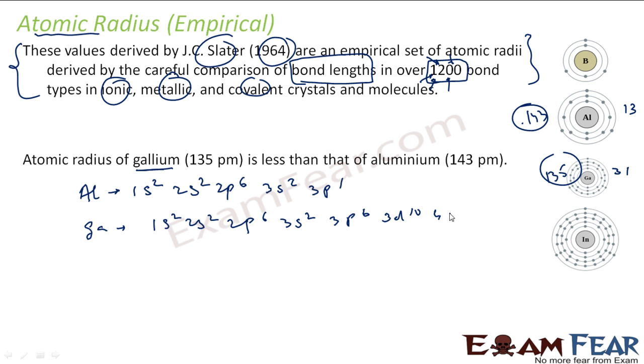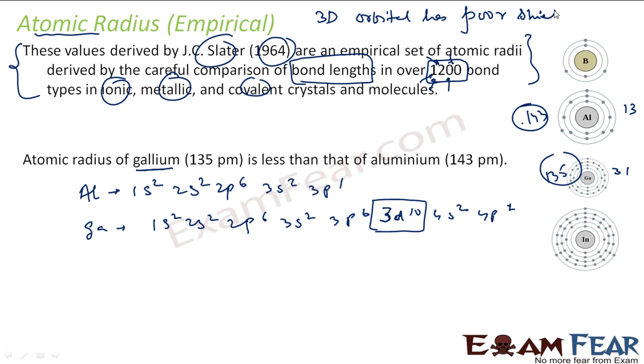3d10, 4s2, 4p1. So here you see 3d10 is there, and wherever you see 3d10, please note this: the 3d orbital has poor shielding effect. Experimentally they have found this. 3d10 has poor shielding effect.